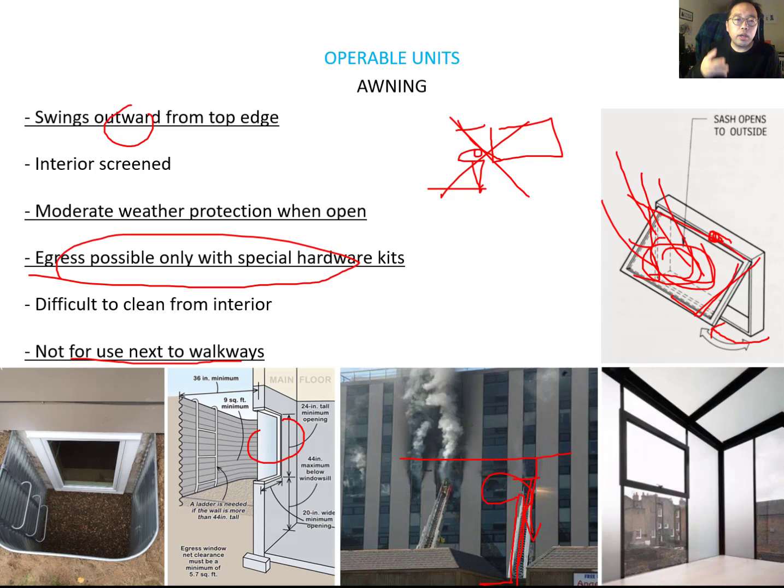But anyway, when you have less than four floors, you should provide an egress passageway from the window. So when you have an awning window, how can people escape from the inside through it? In this case, you have to have a special hardware kit, because it's hard for people to get out of the small opening. You have to take out this window, and then people can escape from the opening here.